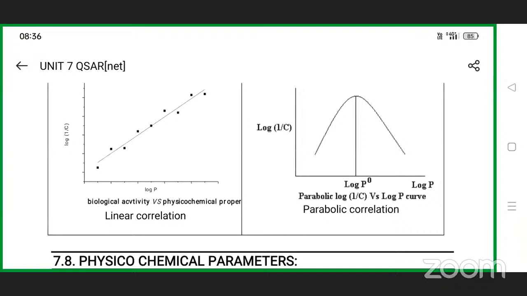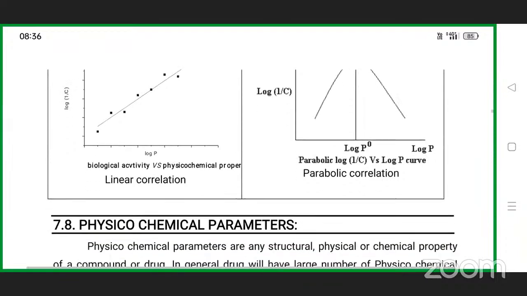In the first case, we got the linear correlation, the straight line, and in the second case, we got the parabolic relationship. Right? And when you get the linear correlation and when you get the parabolic correlation, we'll see.